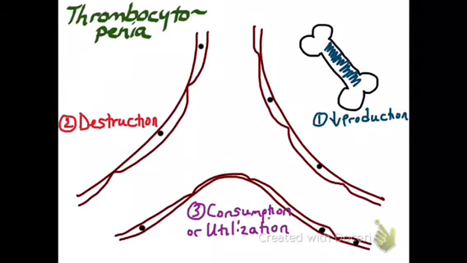So in general, for decreased production, look for other evidence of generalized bone marrow disease, such as neutropenia and non-regenerative anemia. With destruction, there is immune-mediated targeting of platelets.